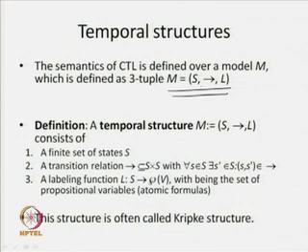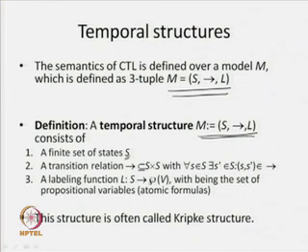Now, what are the three components? Just see the formal definition of this particular temporal structure. We said that a temporal structure M is a 3-tuple, where we have 3 components S, arrow and L, where S is a set of finite states. That means we have states, and these states are finite. So, we have a finite number of states in our set, and we are representing it by S.